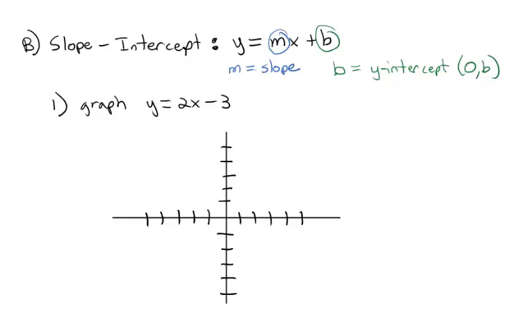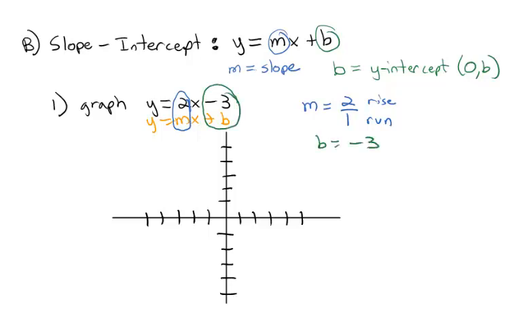If we think about the equation y equals mx plus b, we see that m, the slope here, is 2. As a fraction, that would be 2 over 1. We're going to rise 2 and run 1. B, the y-intercept, gives us a starting point at negative 3.